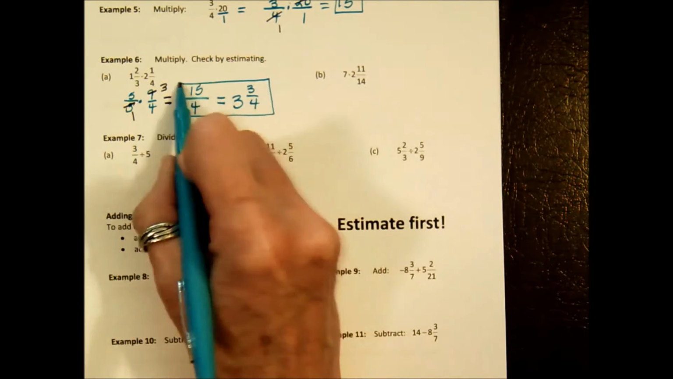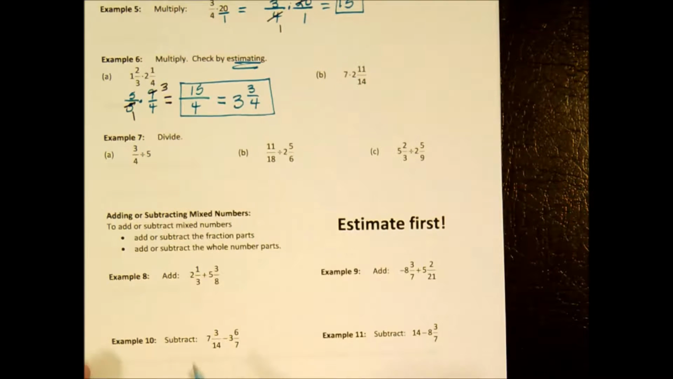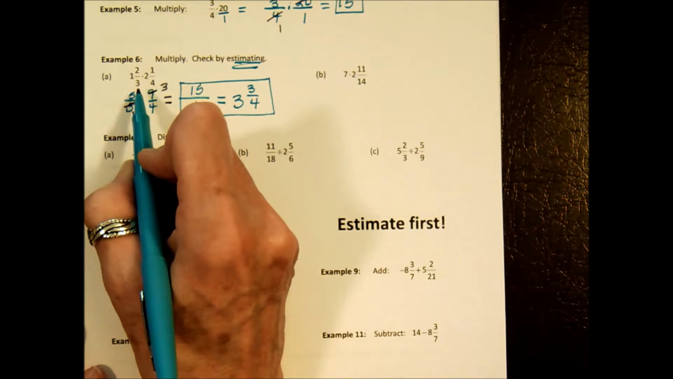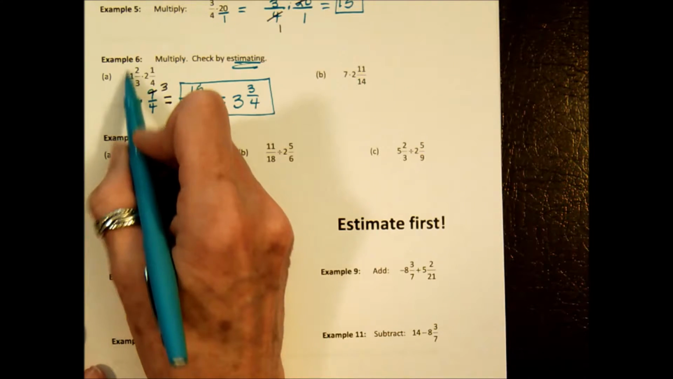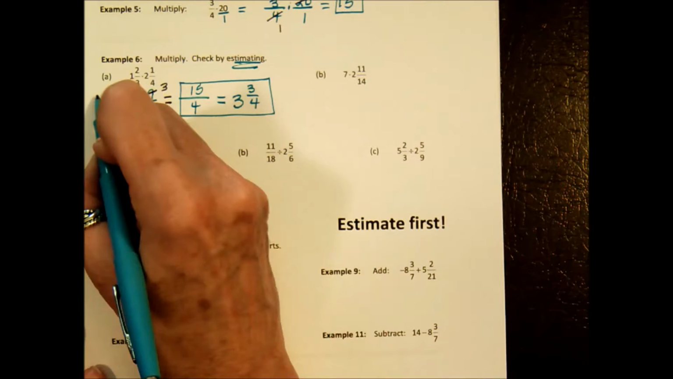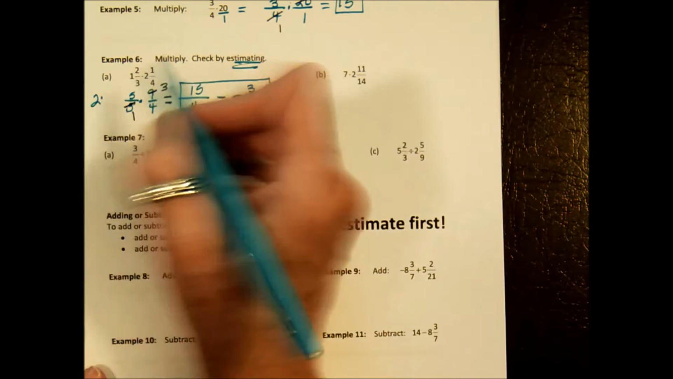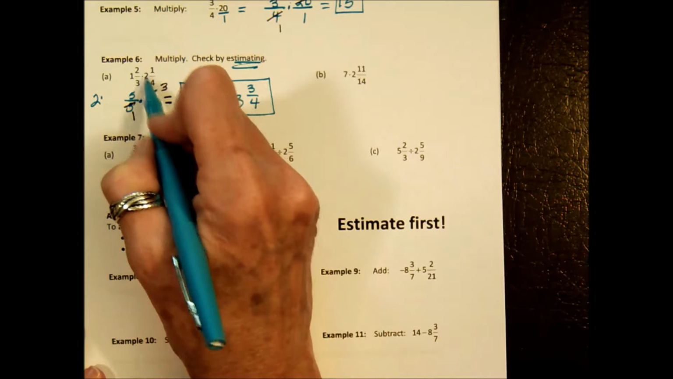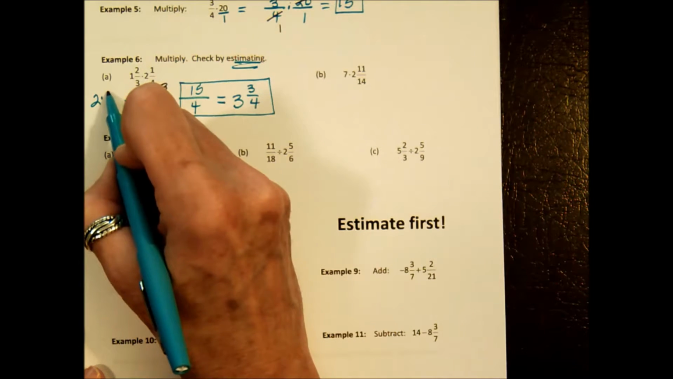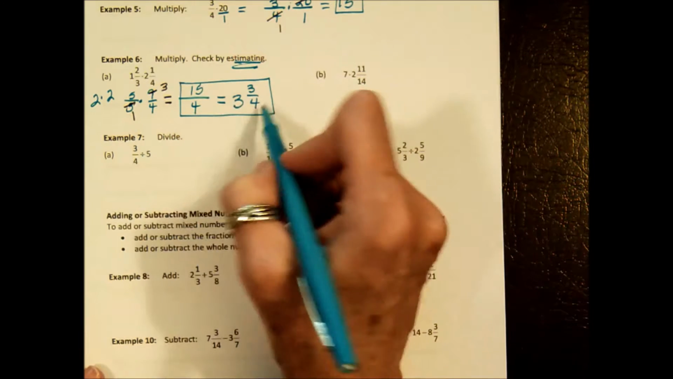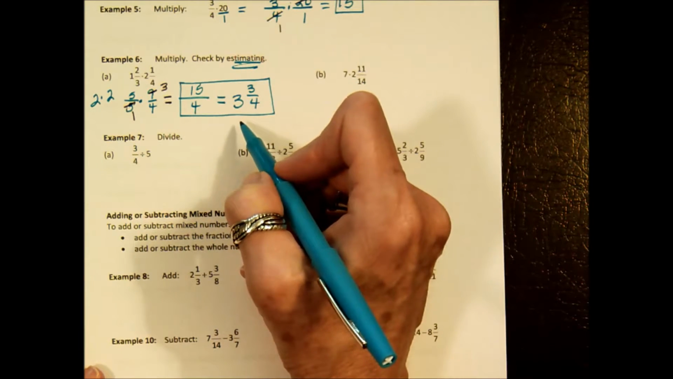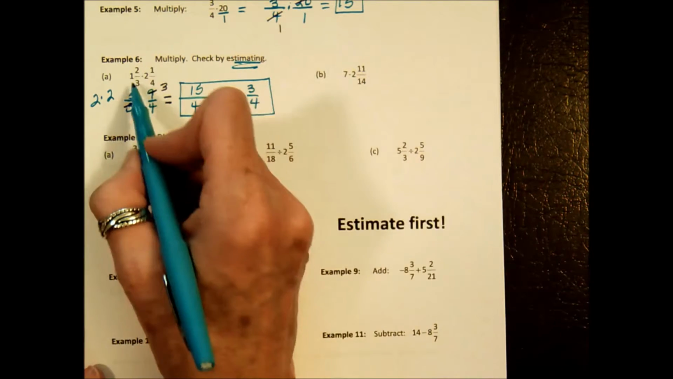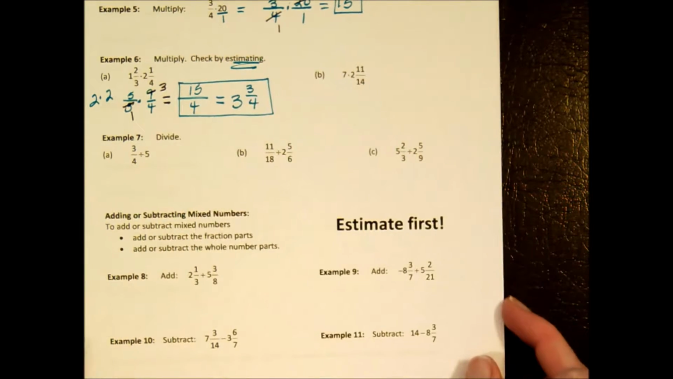Now when it says check by estimating, 1 2/3, if you think of that number line, 1 2/3 is closer to 2, so that's about a 2. 2 1/4 is closer to 2 than it is 3. So 2 times 2 is 4, so our answer should be close to 4, and it is. So that's all you're doing, is just sort of seeing where these are closest to on the number line.